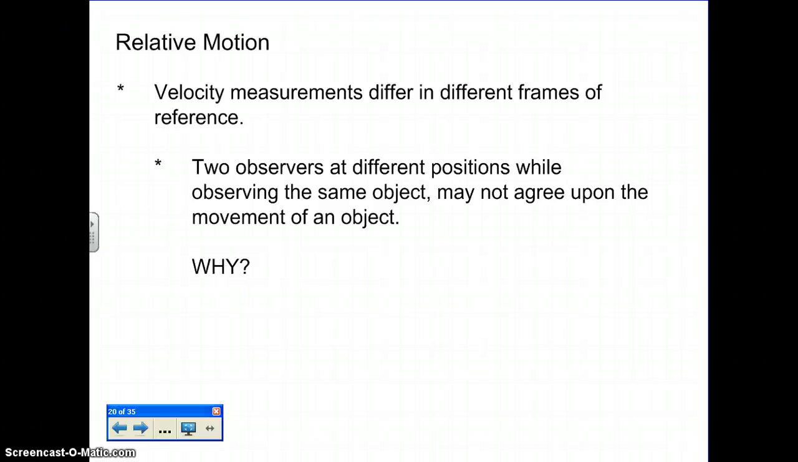Video is still continuing with chapter 3, but now on relative motion and velocity, which is going to deal with sample problem F. So looking here at relative motion, we're looking at velocity measurements differ in different frames of reference. So for example, two observers at different positions while observing the same object may not agree upon the movement of that object. Think back to chapter 2, guys.